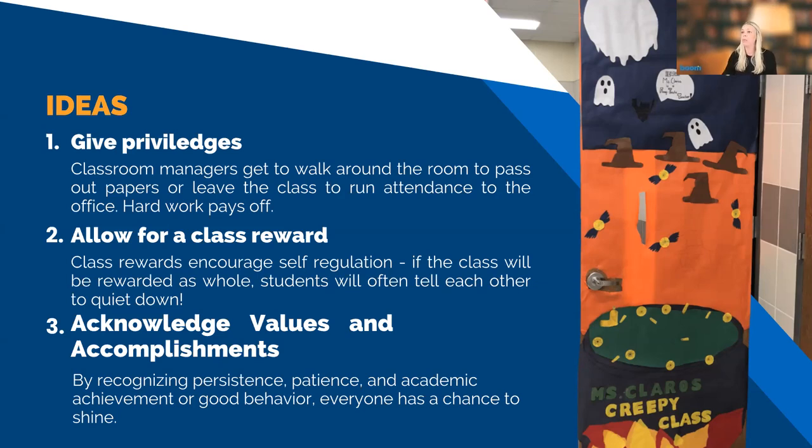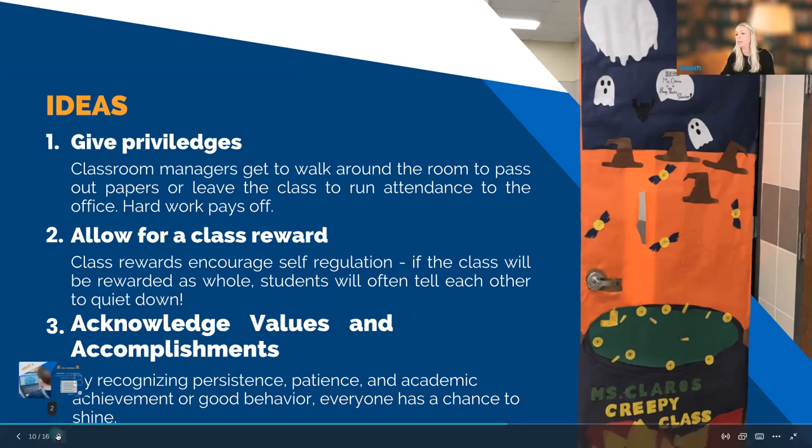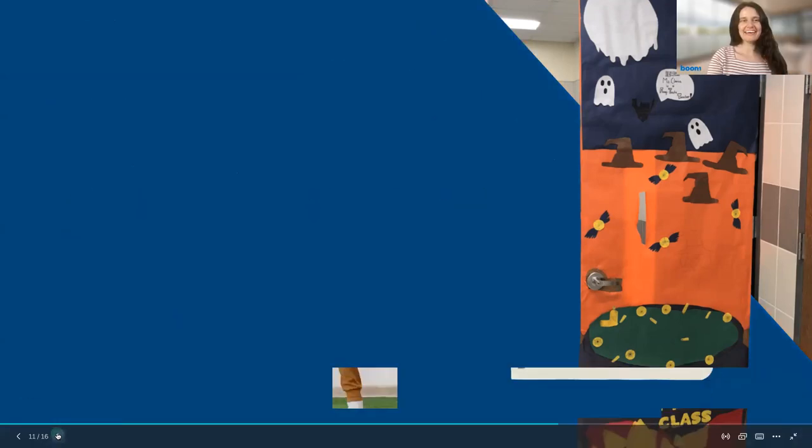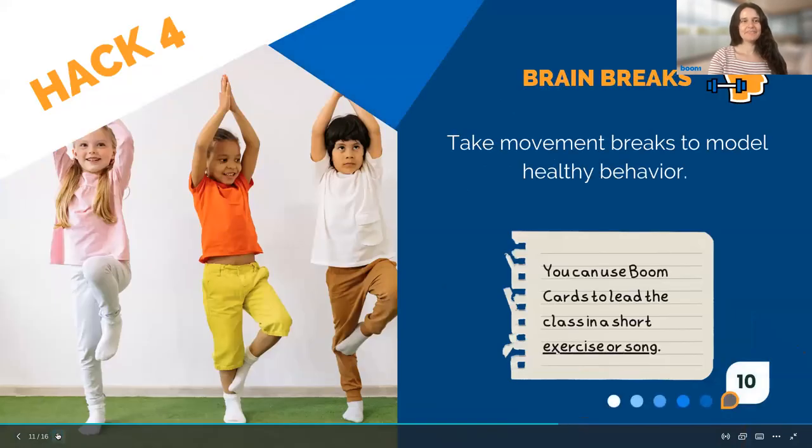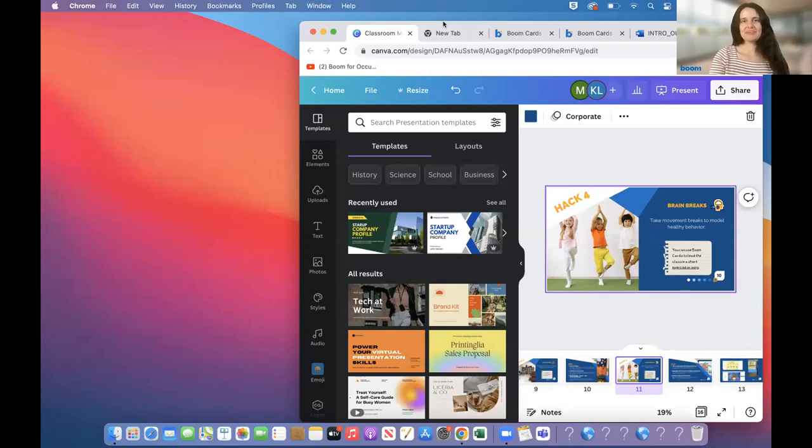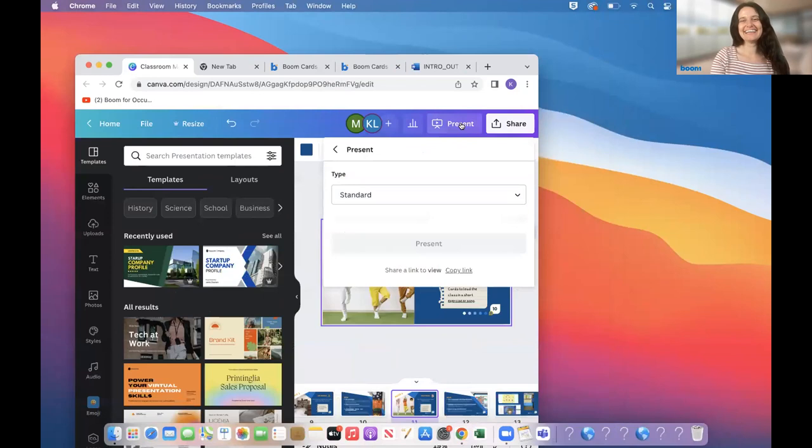So I think we'll pass off to Kari for this one, for hack number 4. Yeah, sounds good. Forgive my messy screen for a moment as I switch over to presenting.